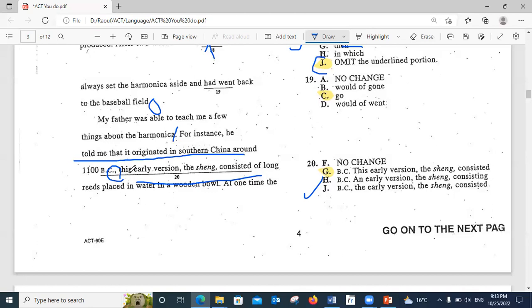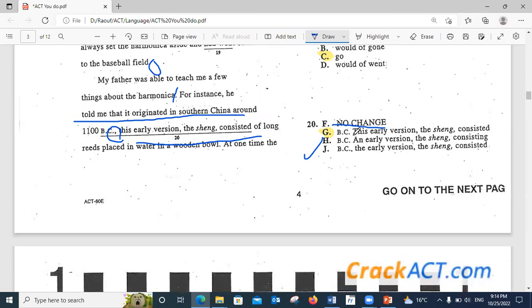There is a comma here. Following the comma, "this early version consisted of," I have a subject and a verb giving a complete meaning, which means a complete sentence. And before it, "he told me," again a complete sentence. So the comma here lies between two complete sentences, which is a comma splice error, we said. So we don't use the comma that way. Okay, I will eliminate F for this reason. Here I am using a full stop, which means the sentence is correct, because a full stop can separate two sentences. Of course, the same idea here. I have a comma splice error. "An early version, the shrink, consisting." No, consisting is not a verb.